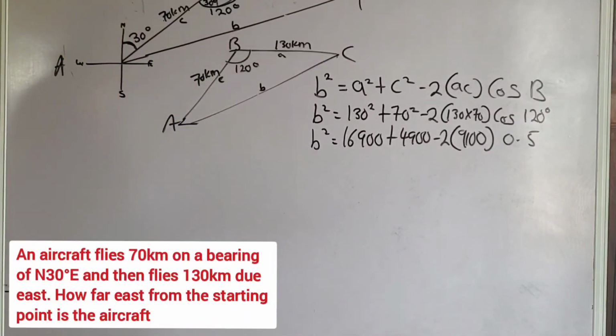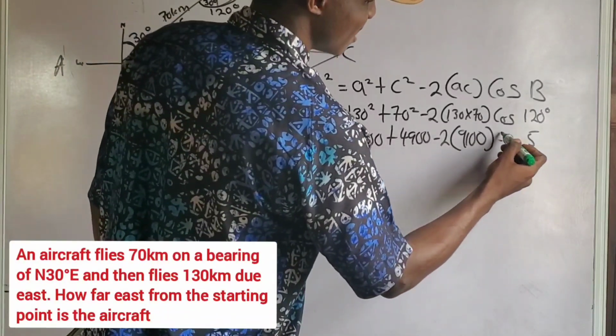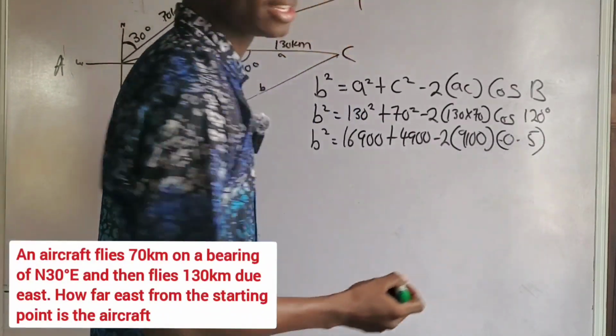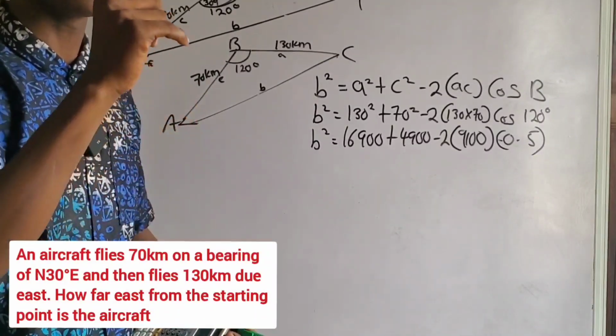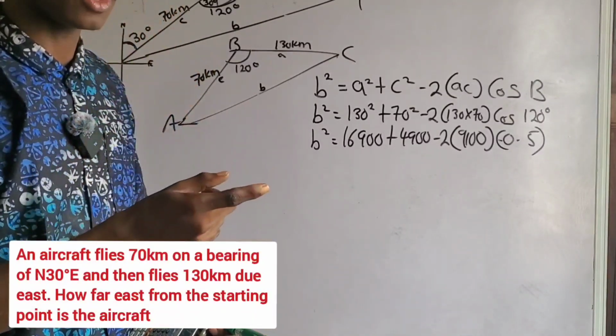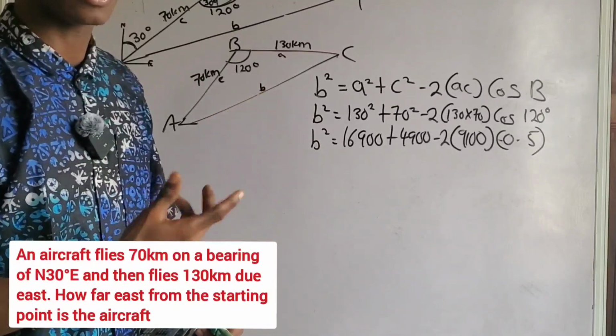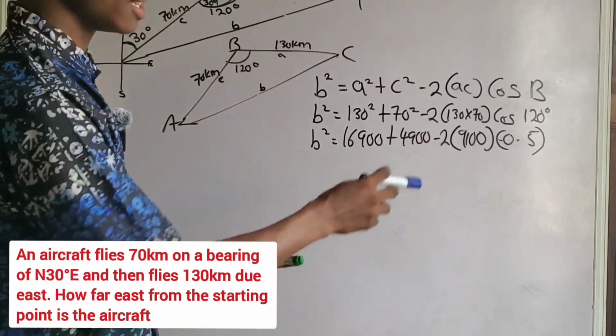Cos 120 is negative 0.5, sorry, minus 0.5, because it is in the second quadrant, and in the second quadrant only sine is positive, while the other trigonometric ratios are negative. Do you get it? So it is negative 0.5.